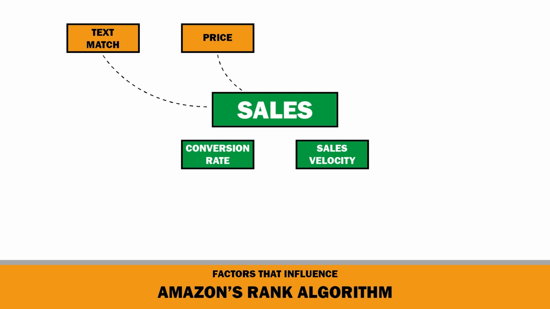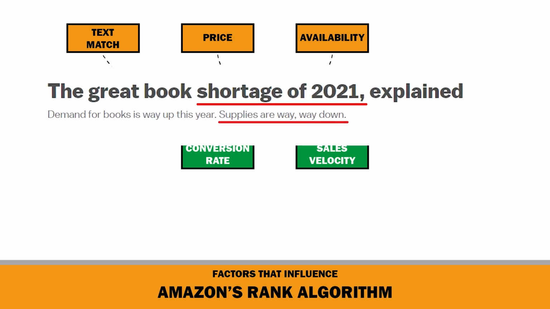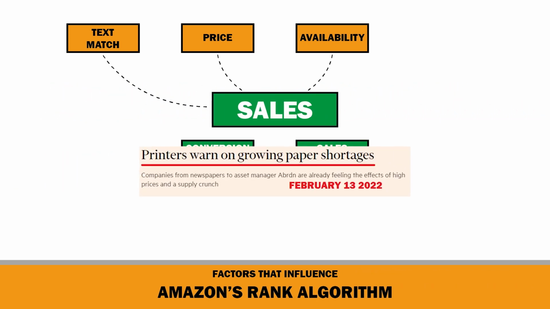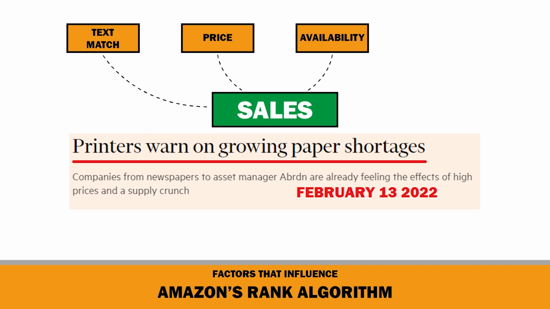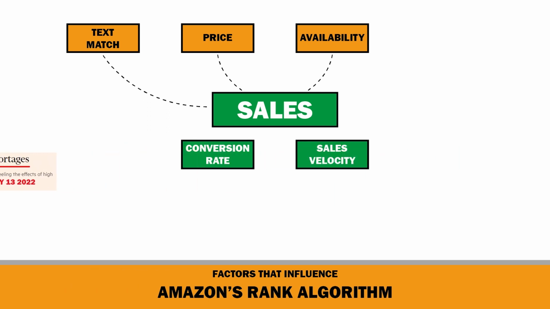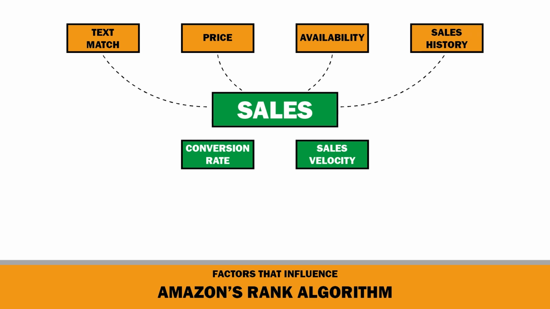Another factor is availability. KDP is a print-on-demand business and normally all your books should be available anytime. Even though it is not a factor that you can control, be aware that if there will be a paper shortage again this year in the print industry, your products may be unavailable in some of the Amazon marketplaces, and this may affect your rankings as well. Sales history. Sales history is directly related to sales velocity, and I already explained it in detail.